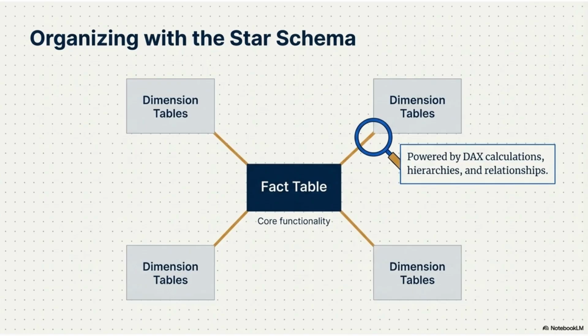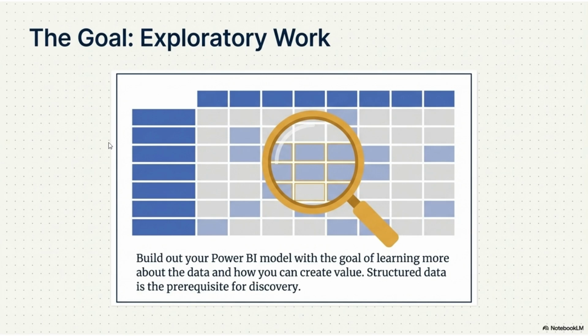Now let's structure the data properly using a star schema. At the center, we have the fact table. This is your core business data like sales or transactions. Surrounding it are dimension tables, things like dates, customer, product. This structure makes your data faster, cleaner, and easier to analyze. If your model is strong, your reports become effortless.